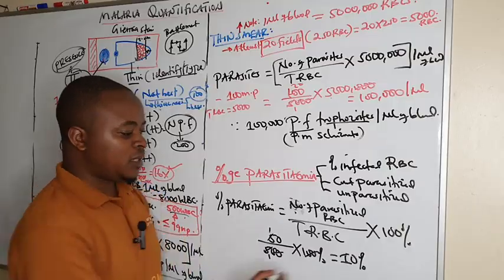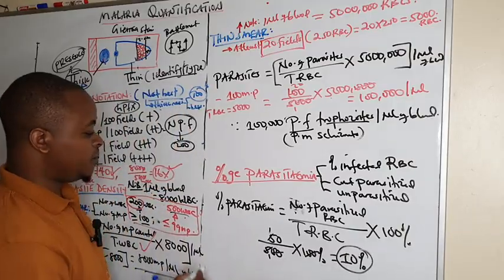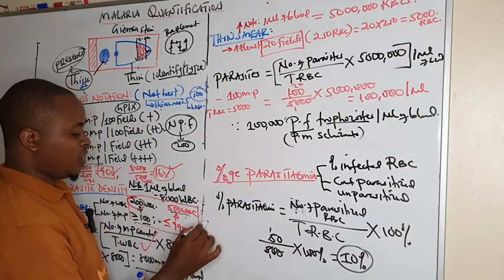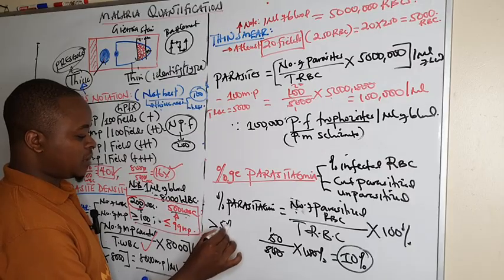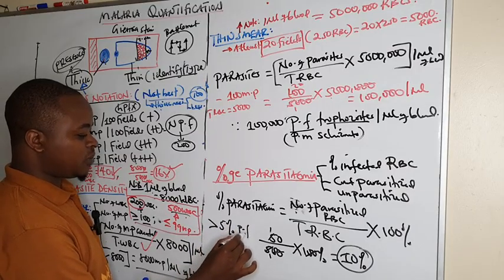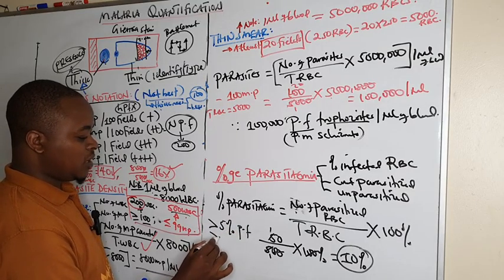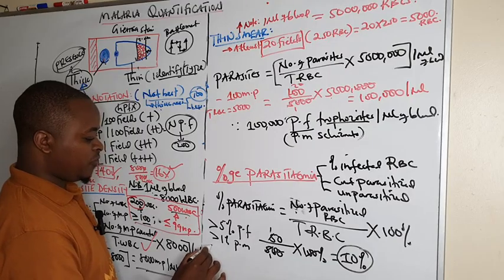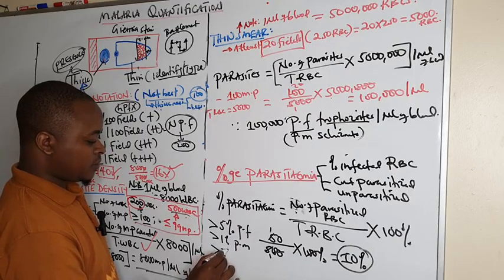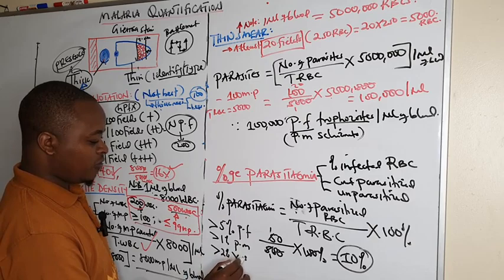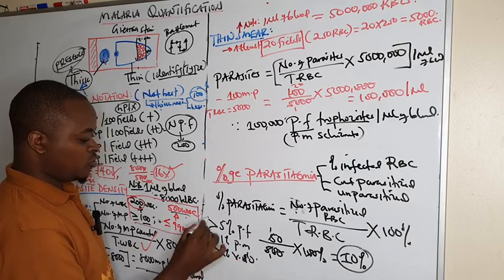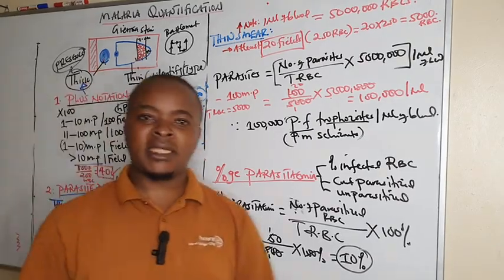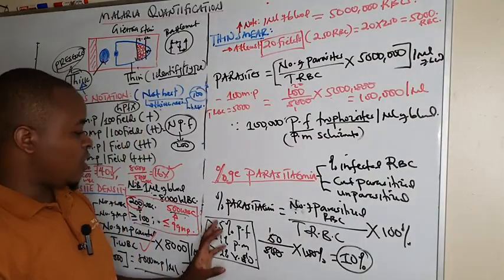And this 10% is very high. If it is P. falciparum, the cutoff for it to be severe is greater than 5%. That is for P. falciparum. Then for P. malariae, greater than 1%. Then for P. vivax and ovale, greater than 2%, we consider them to have high parasitemia. So these are the ways we can use it.